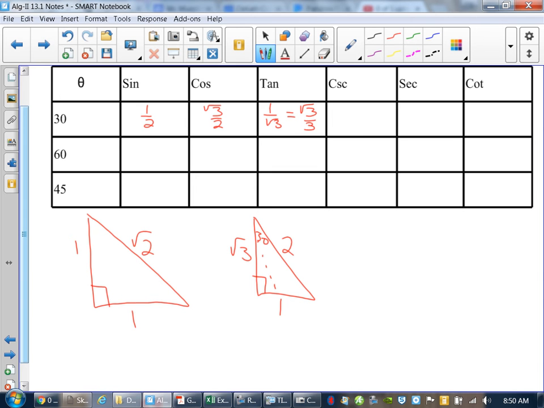Cosecant. Cosecant is the inverse of what trig function? Sine. So what's the inverse of 1/2? 2. What's the inverse of root 3 over 2? You flip the fraction, and you get 2 over root 3, which, when you rationalize it, you get, good.